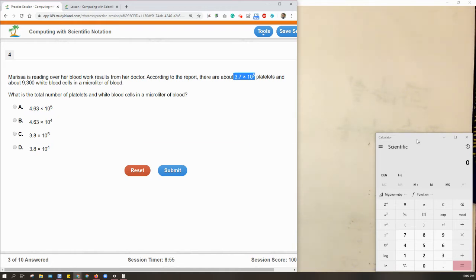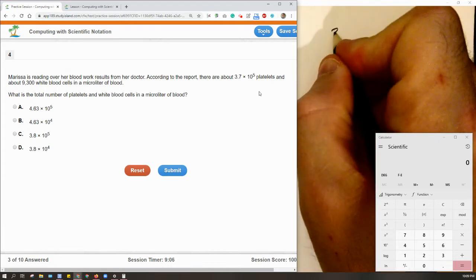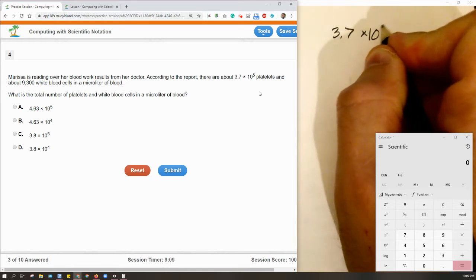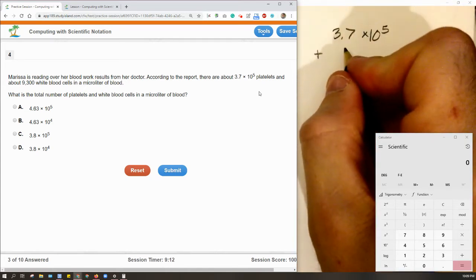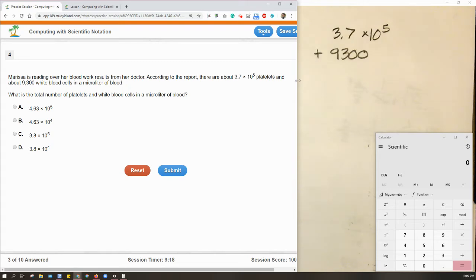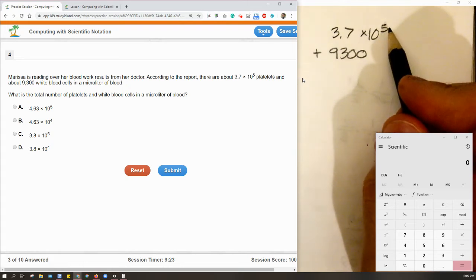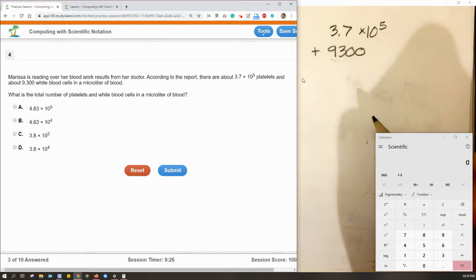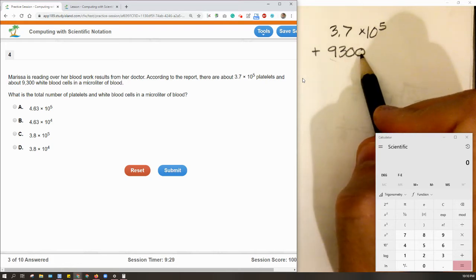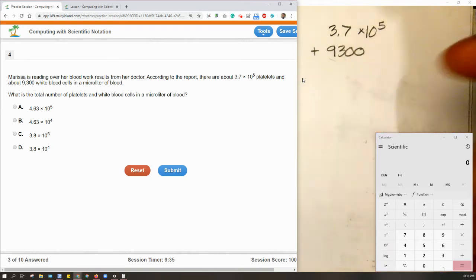There are several ways we can do this. We can write out the scientific notation, or we can use the calculator, or we can do a combination of both. Let's start by doing it by hand the long way. I'm going to start with 3.7 times 10 to the fifth, and add 9,300. But there's a problem here. We're not allowed to add two things that have bases with different exponents. The 9,300 doesn't even have a times 10 part, does it? So we're going to convert the 9,300 into something that says times 10 to the fifth. So how do I do that?